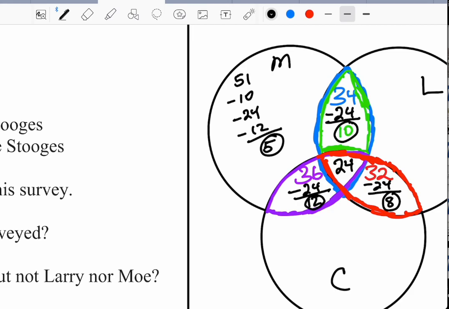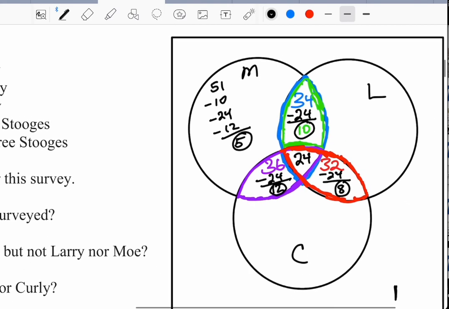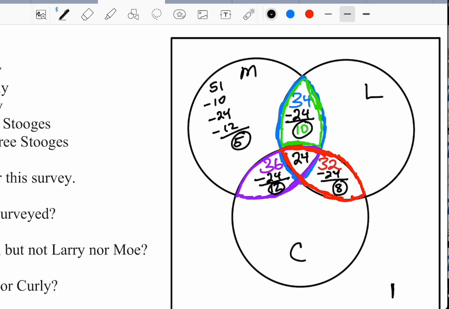Double check that. Let's see, 17, 4, yeah, so that works. So there's actually only 5 that just like Mo. They're exclusively Mo fans. Every one of the remainder of that 51 person group liked some combination of Mo along with other people. All right, so we do the same thing with Larry.